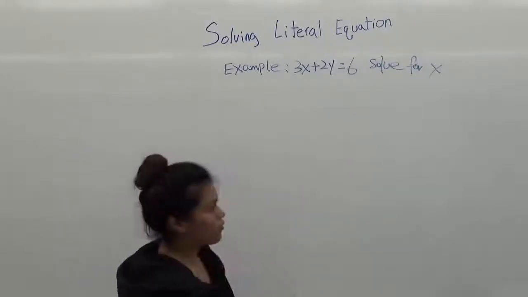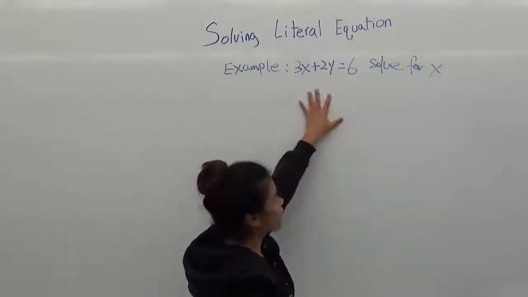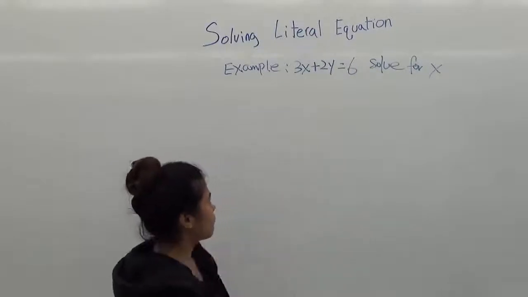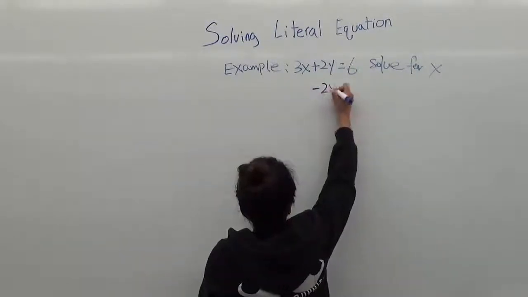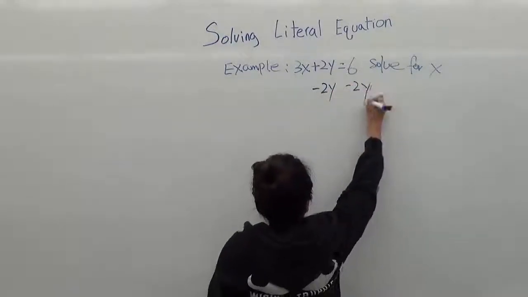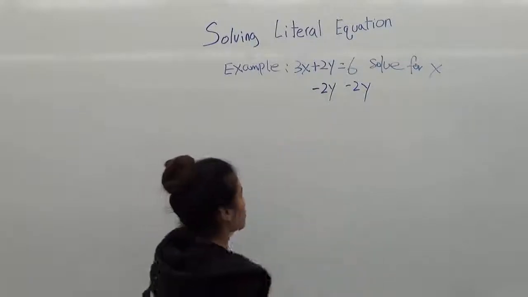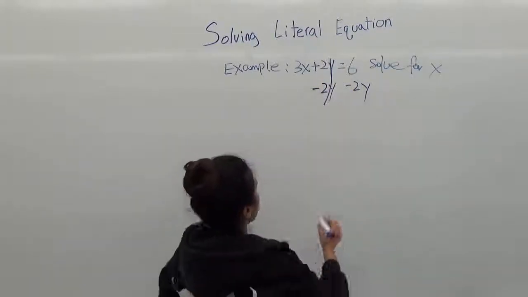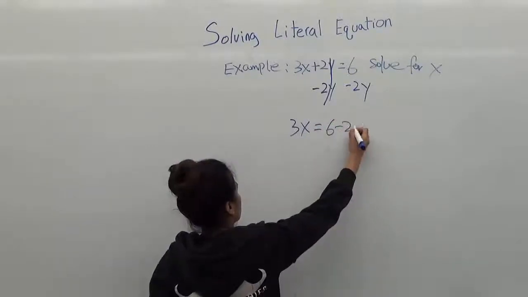So we need to do inverse operations. Since they have been added together, by doing the inverse operation, we need to subtract 2y on both sides. So positive 2y and negative 2y are going to be cancelled out. Then what we're left with is 3x equals 6 minus 2y.